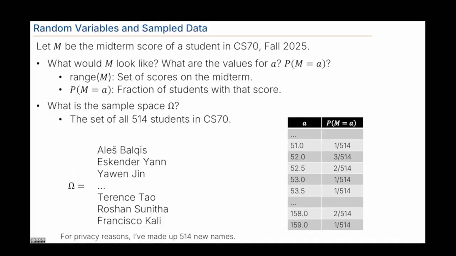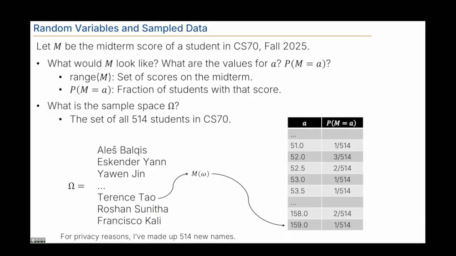Okay, so I made up some fake names because I don't want to tell you who scored what. That would be a really weird power move, terrible, illegal and cruel. But Terence Tao, say, got the highest score. This is a function that takes the people and gives you their scores.